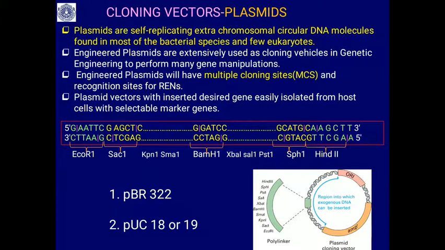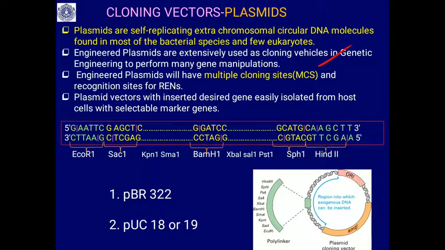So what are plasmids? Plasmids are self-replicating extrachromosomal circular DNA molecules found in most bacterial species and a few eukaryotes. We cannot use these plasmids directly. The engineered plasmids are extensively used as cloning vehicles in genetic engineering to perform many gene manipulations. Engineered plasmids have a multiple cloning site, MCS, and recognition sites for restriction endonucleases. Plasmid vectors with the inserted desired gene are easily isolated from the host cell with a selectable marker.